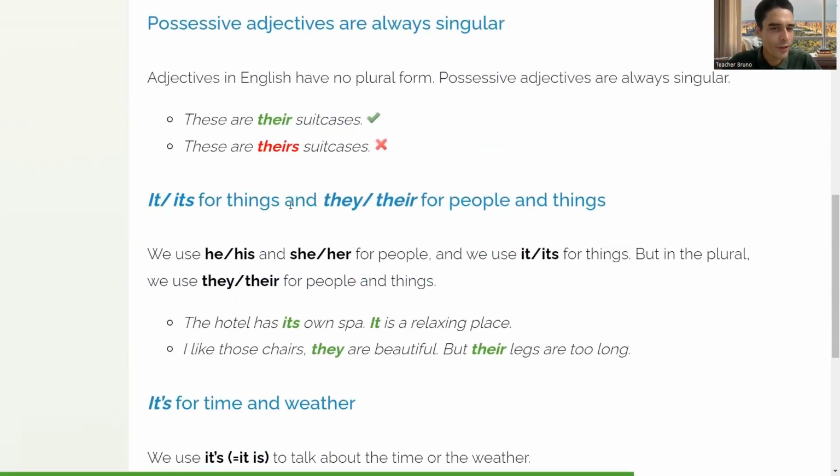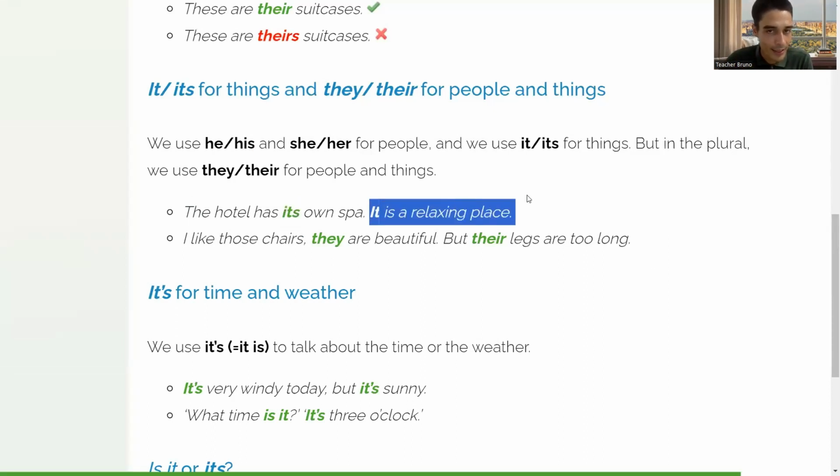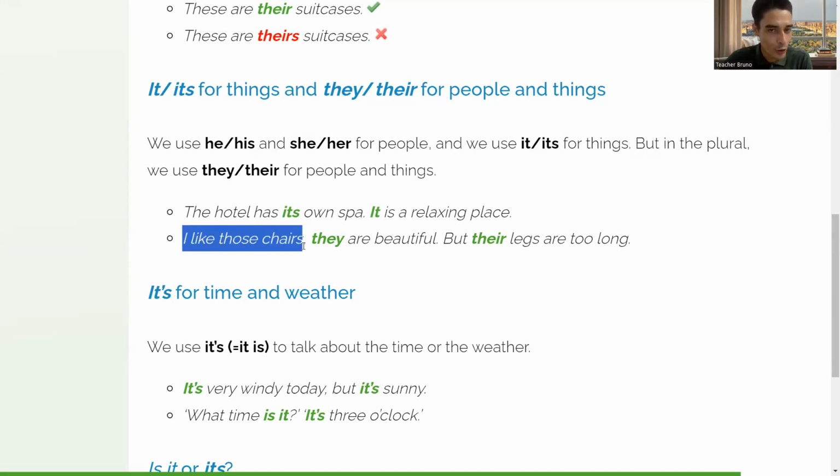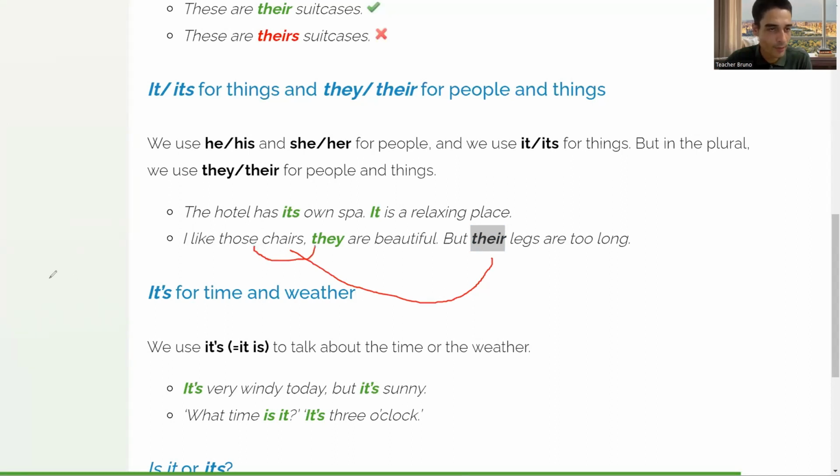It and its for things. And they, their for people and things in the plural. Let's take a look. The hotel has its own spa. It's a relaxing place. This is a subject pronoun. Next example. I like those chairs. They're beautiful, but their legs are too long. Who are we talking about? We are talking about these chairs. It belongs to it. Plural form, chairs. Their legs are too long. The legs of the chairs.